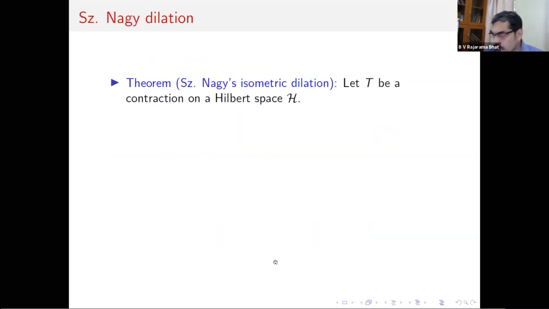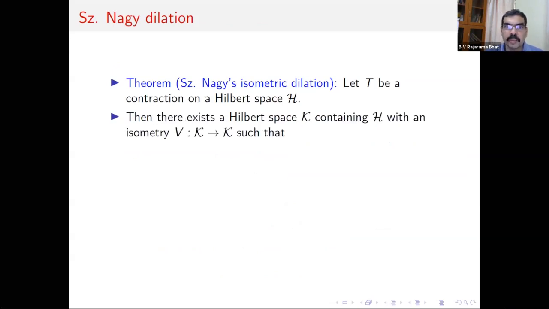So this will be the general feature. Then the most famous theorem, the most basic one is the Halmos dilation, but the most useful dilation result is the Nash dilation. So here it is. Let T be a contraction on a Hilbert space H. Then there exists a Hilbert space K containing H with an isometry. You can do it unitary, I'll come to that later. First, I want to look at the isometric dilation.